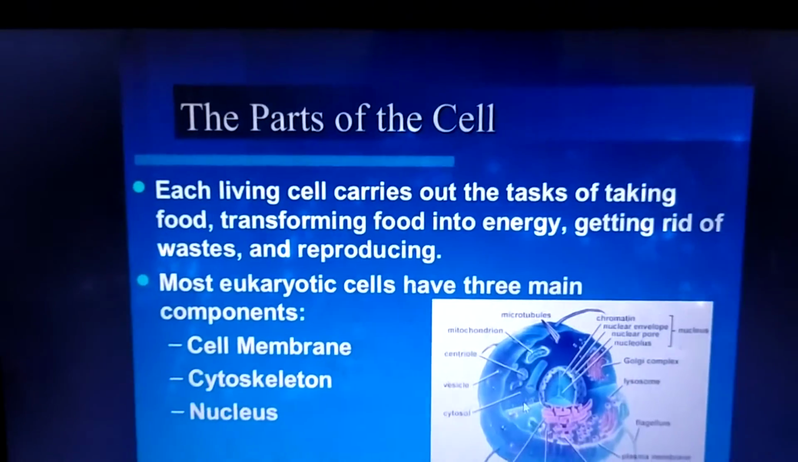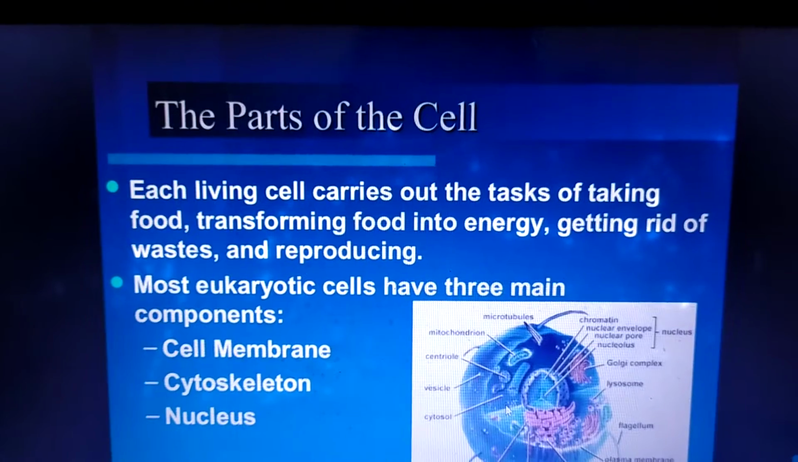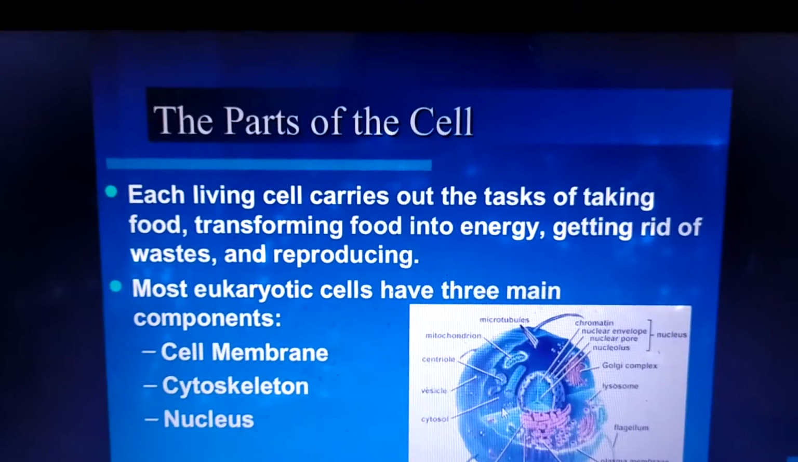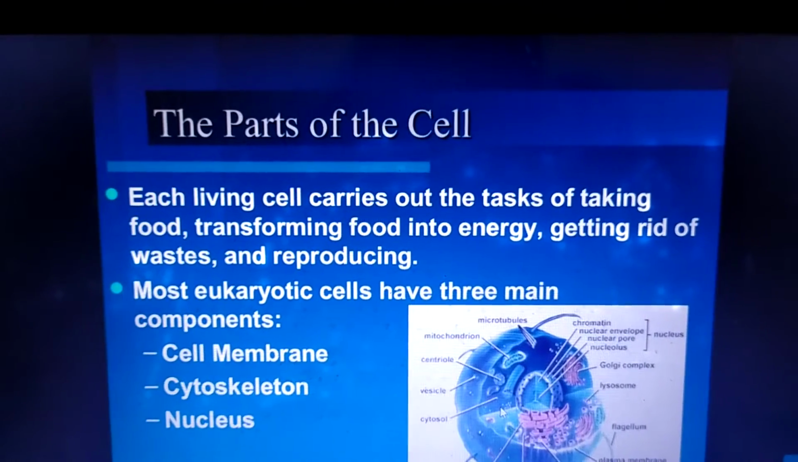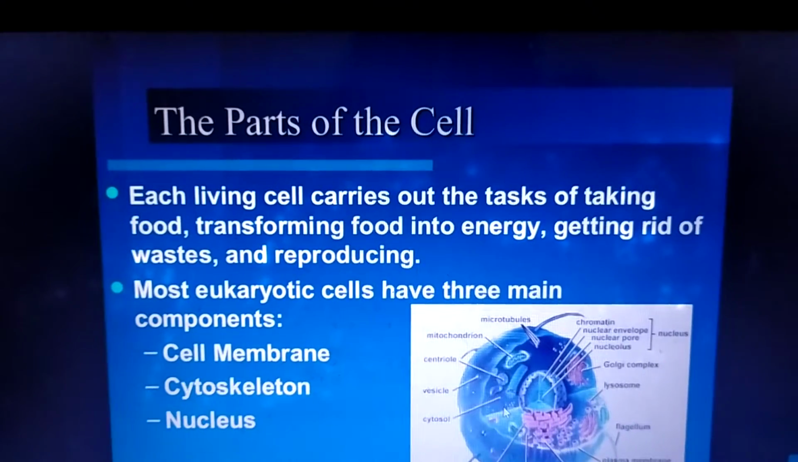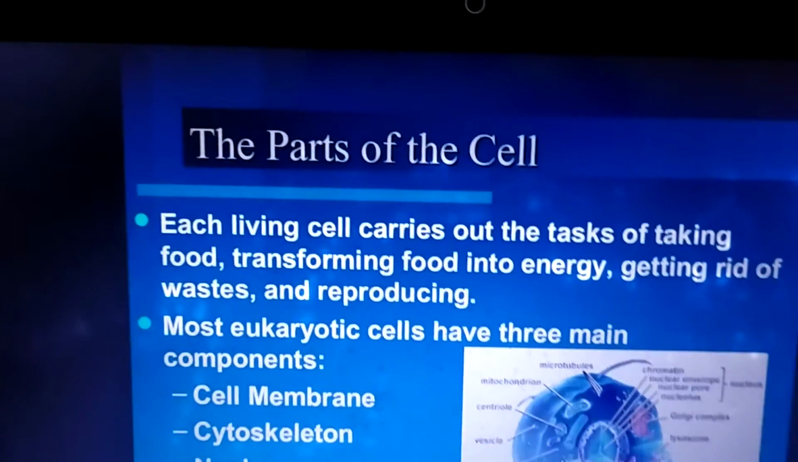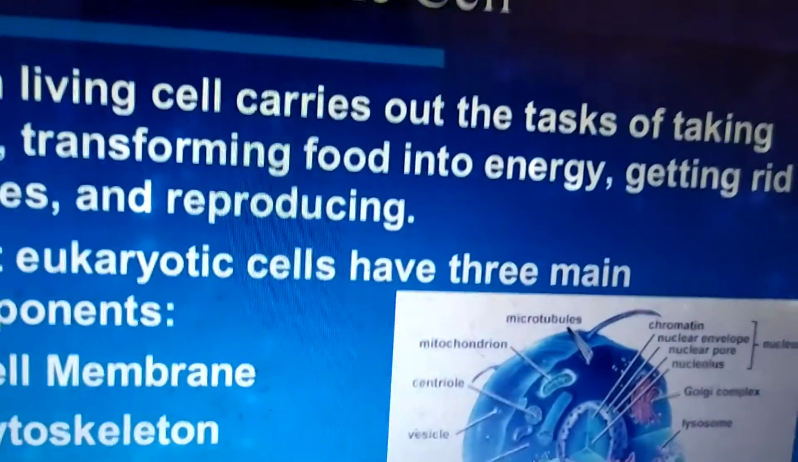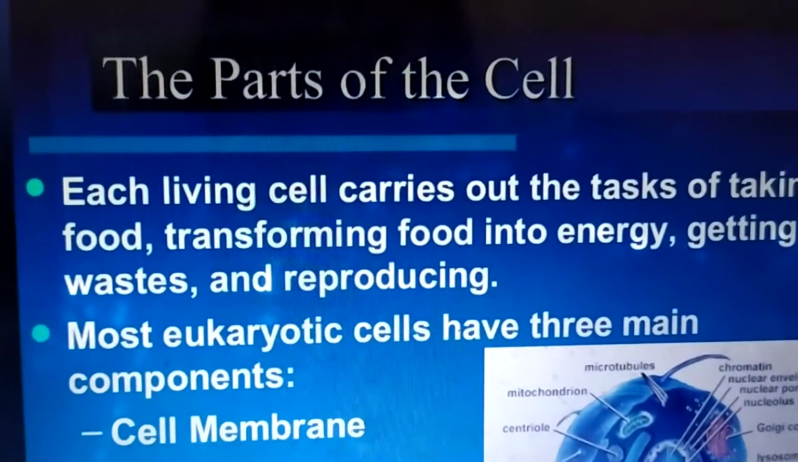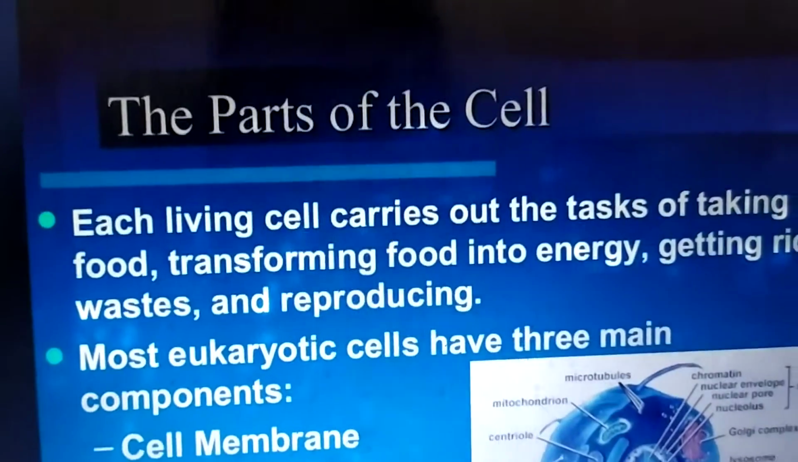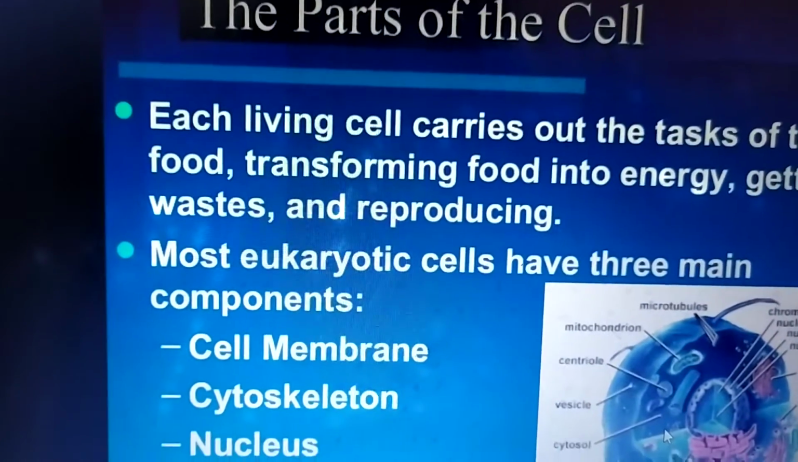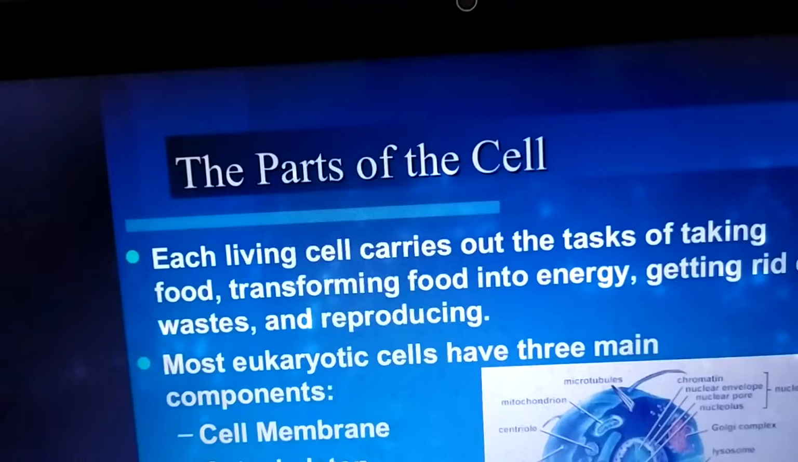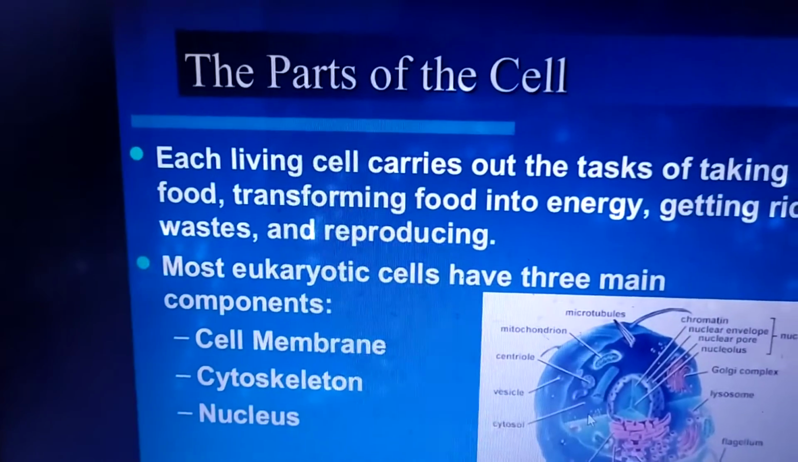Now come to the parts of the cell. Each living cell carries out the tasks of taking in food, transforming food into energy, getting rid of waste, and reproducing. We all have these things, and the cell also performs these activities. Most eukaryotic cells have three main components. Basically, the three main components are the cell membrane, cytoskeleton, and nucleus. They perform their activities.